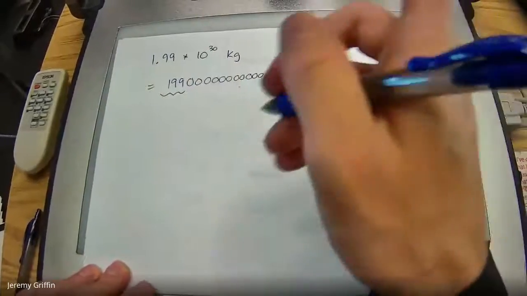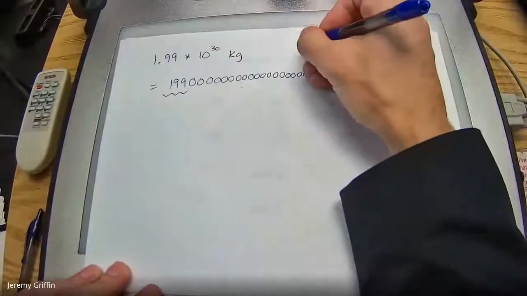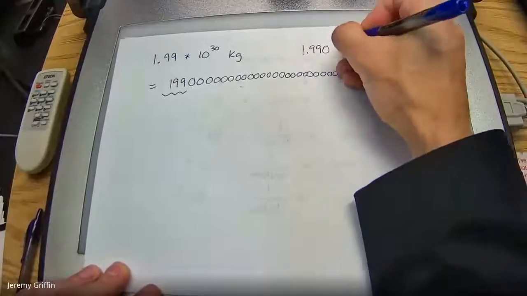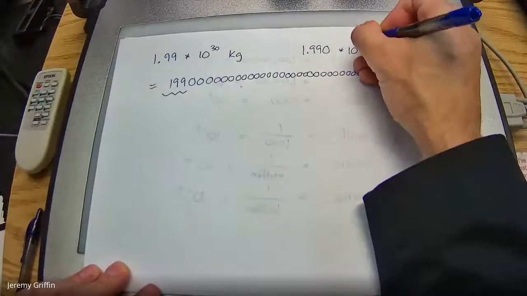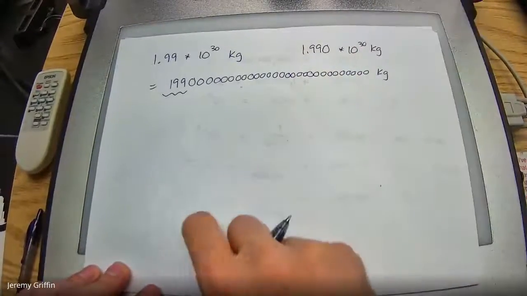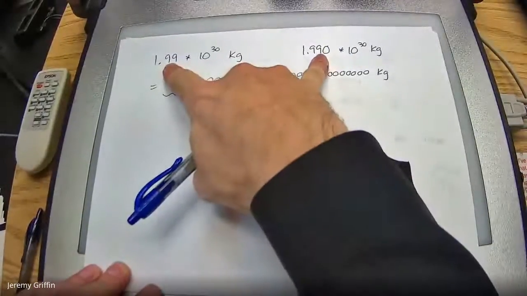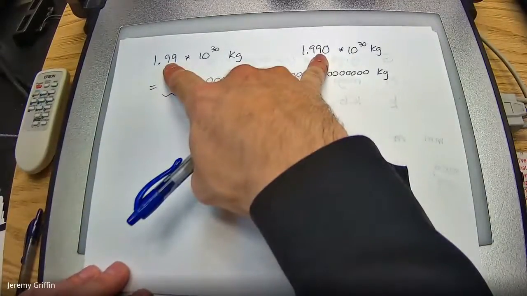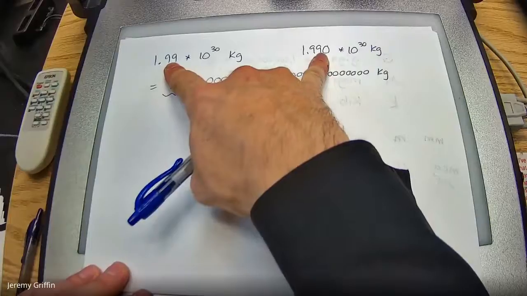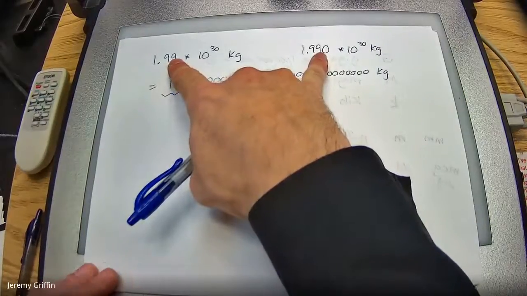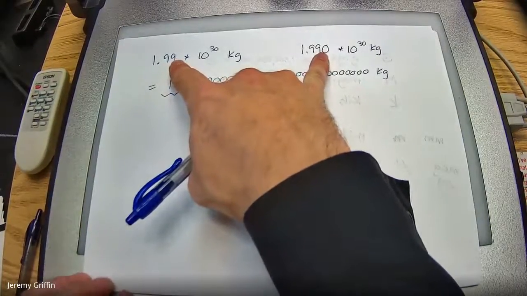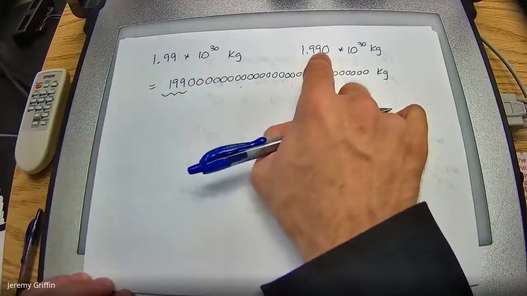Right? What if I wrote this? What if I wrote 1.990 times 10 to the 30 kilograms? Okay. Are these two numbers the same number? Yes or no? Okay. Maybe you both have a good argument, because from a math point of view, like calculator point of view, they're treated as the same. Okay. But how is this number actually different?